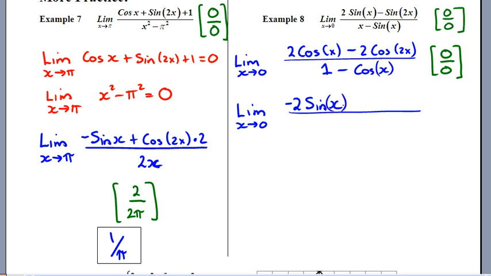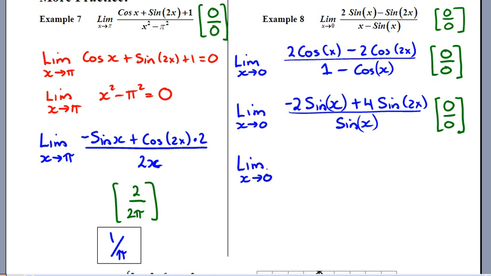And then we're going to have another 2 get kicked out. We're going to get a +4 now, sine of 2x. And then in the bottom, we would have just a sine x. So you try doing direct substitution. Well, guess what? You get 0 divided by 0 again. Just keep throwing L'Hopital's rule at it. So we're going to do L'Hopital's rule again, and you keep doing it until one of those zeros gives up. Maybe they both do, but we're going to keep going until something happens.